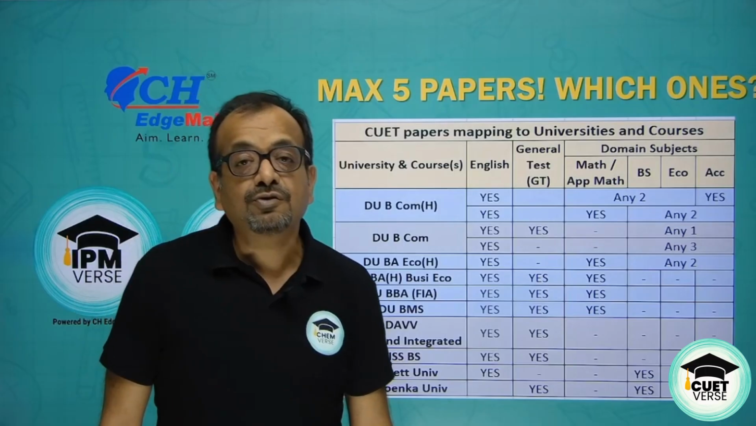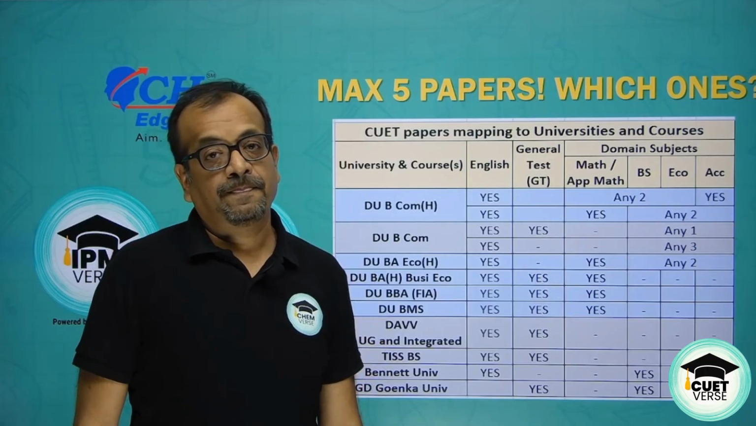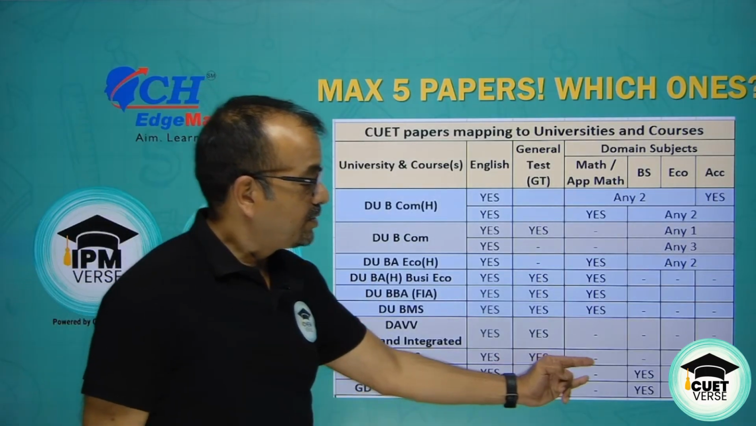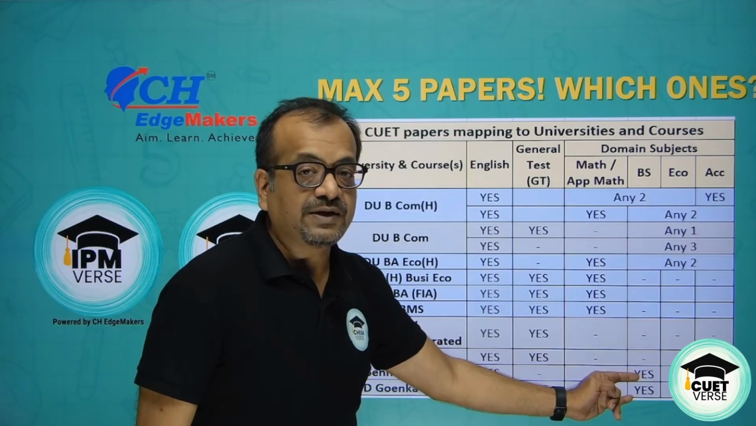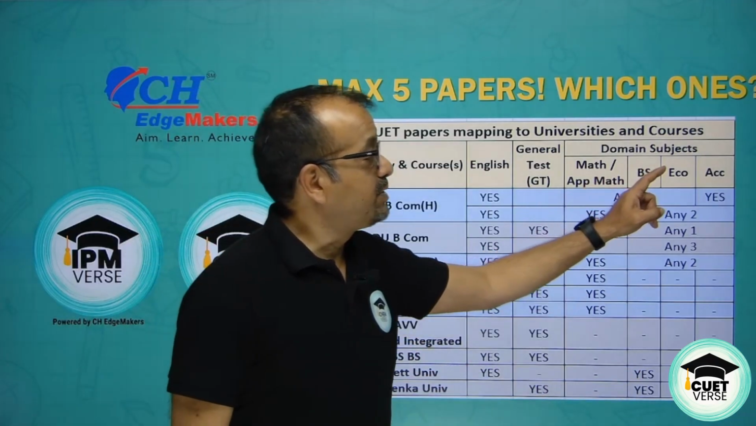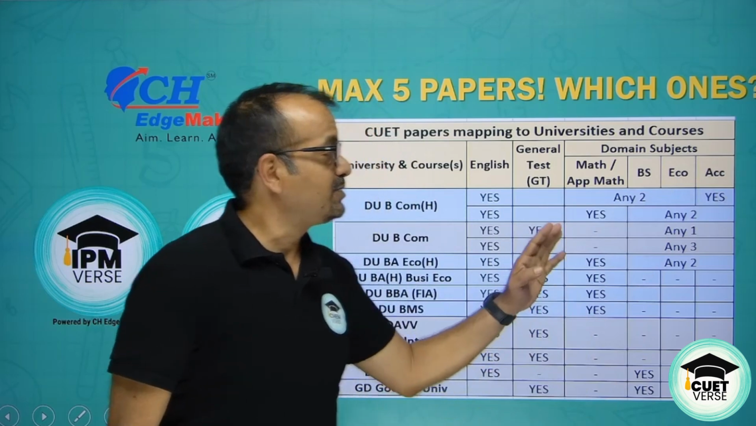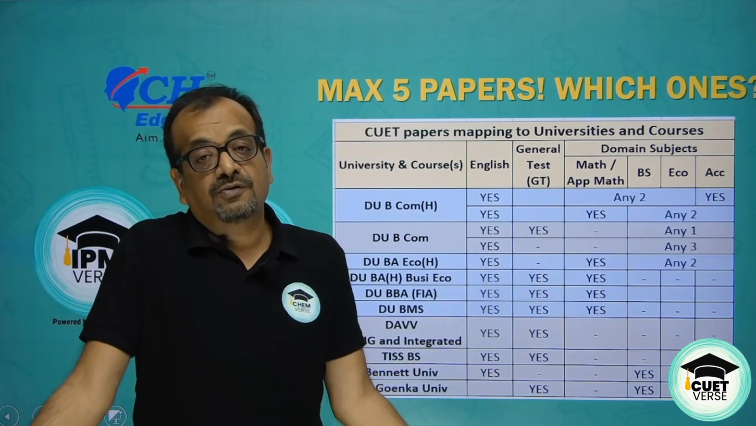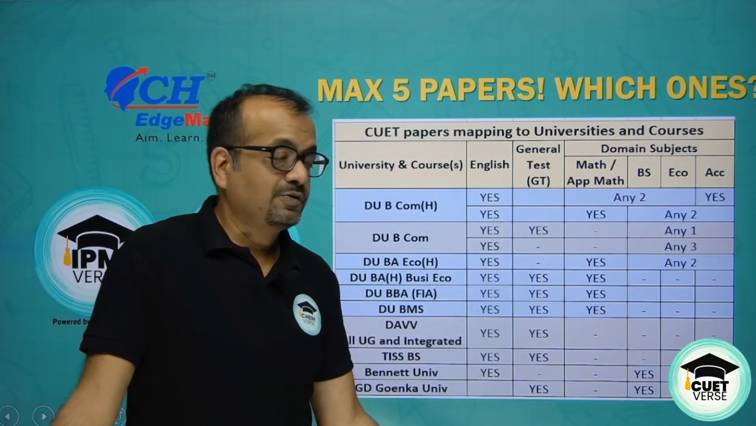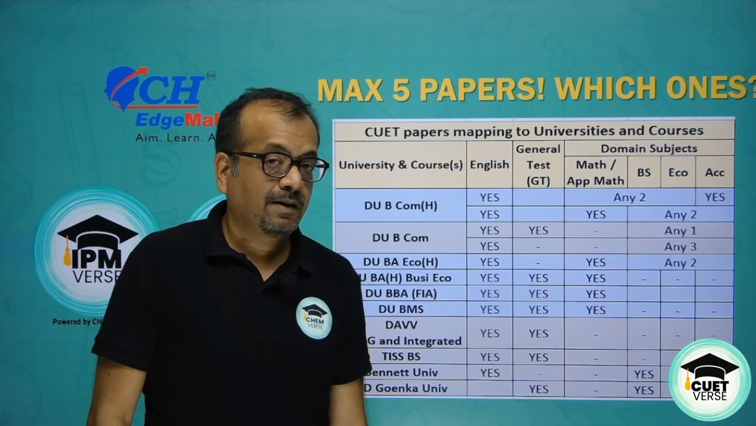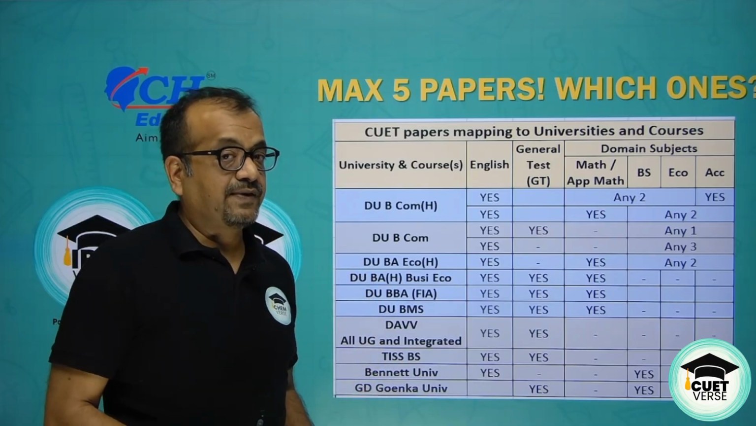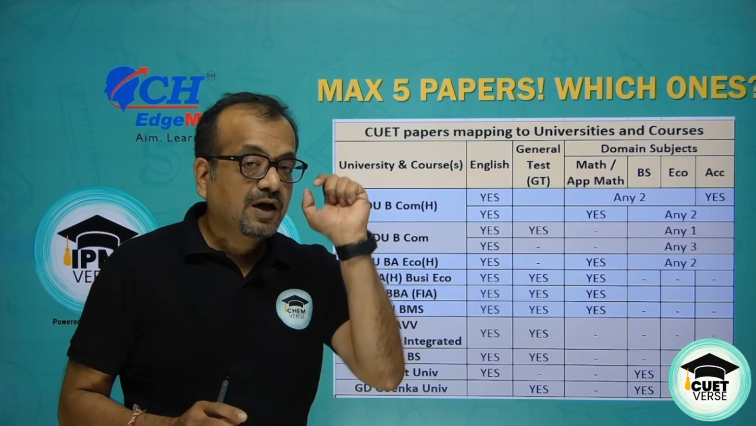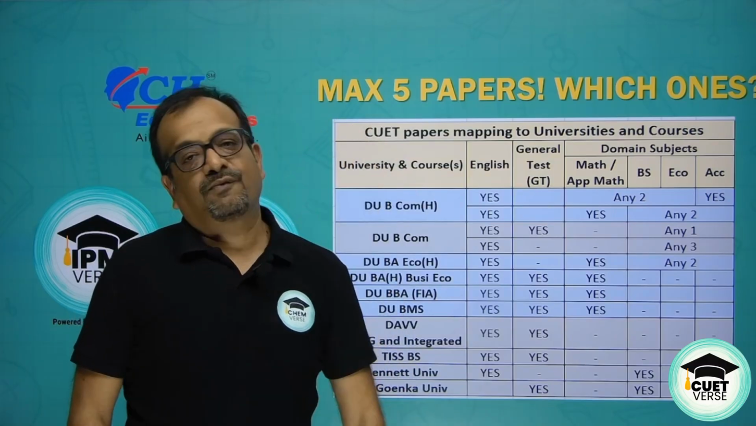But if you look at accountancy as a compulsory option, then maybe Accounts and BS become the 2 domain subjects that you choose. In case you're not thinking of applying to these places, then you could choose any 2 out of Accounts, BS and Eco. So you could go for Accounts and Eco, or you could go for Accounts and BS. Take a look closely, my dear friends. This year you are allowed to appear for maximum 5 papers only.